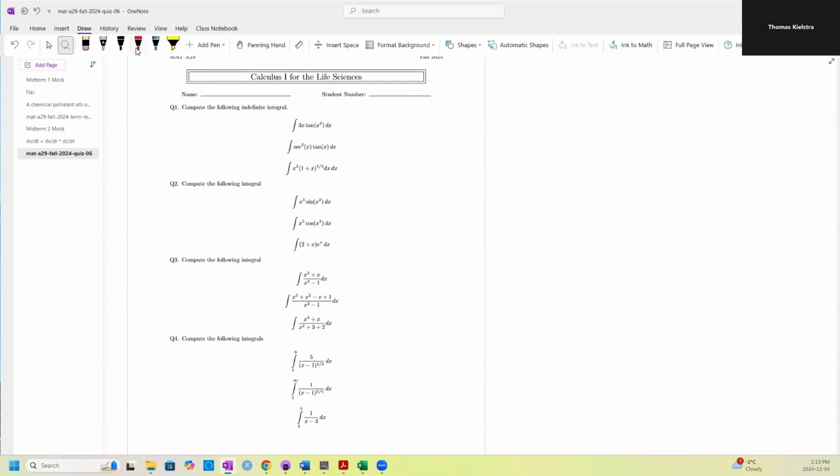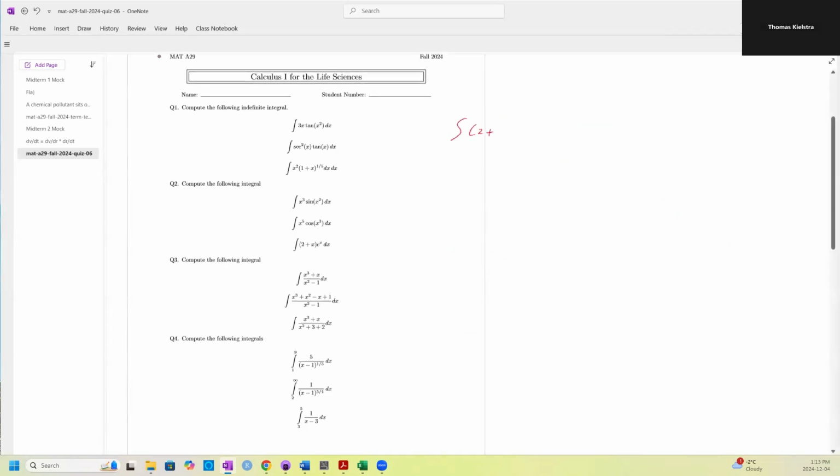Finally, we have our last question for Q2. The integral of 2 plus x e to the x dx. Now, a lot of people here are afraid to split up this integral before they start, but I encourage you to do so. This equals 2 e to the x plus x e to the x dx, which equals the integral of 2 e to the x dx plus the integral of x e to the x dx.